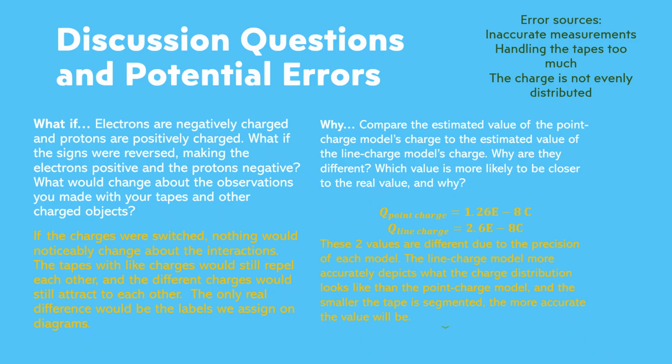And then comparing the two values that we calculated, the point charge versus the line charge values, the line charge one is larger and also more accurate, as a piece of tape is more similar to a line as opposed to just a big wadded up ball. Now, if you were to wad up the tape into a ball, it would be accurate, but that's not what we're doing in this case.